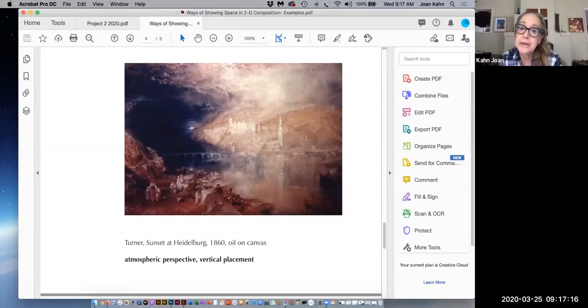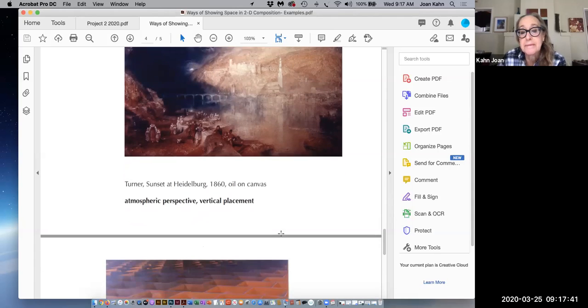This is Turner. He's one of my favorite Impressionists, but he was actually about 60 years before the Impressionists. So he really predated that movement. He was British. I think this is a really beautiful painting too, but notice there's a lot of atmospheric perspective.